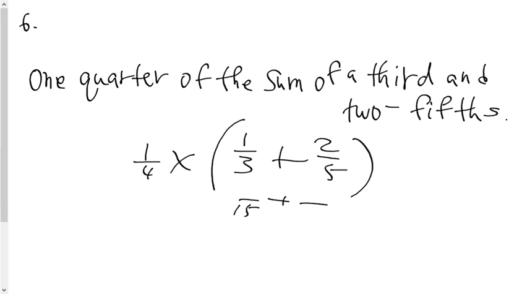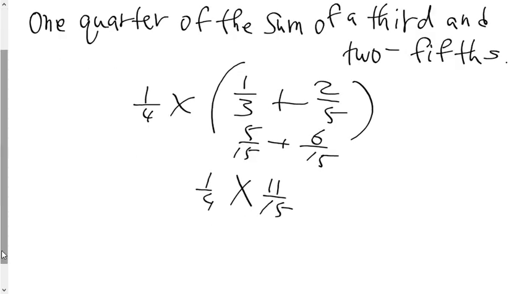15 is our common denominator, so 5/15 is equivalent. 6/15 is equivalent. 11/15 is the sum. So a quarter of the sum will be that. Now I just have to multiply my numerators and denominators. I get 11 over 60, which is your final answer.